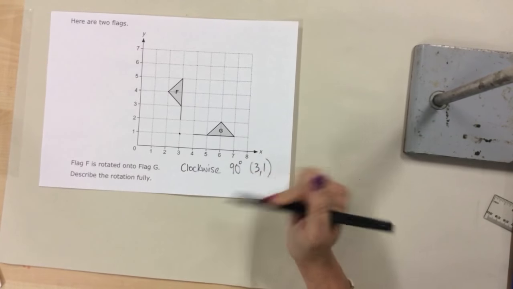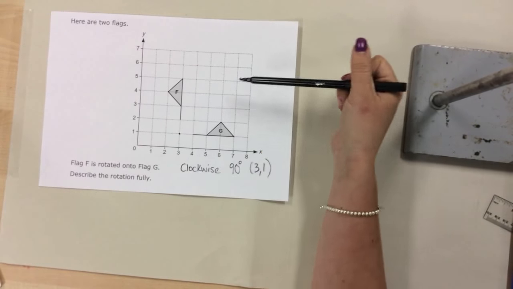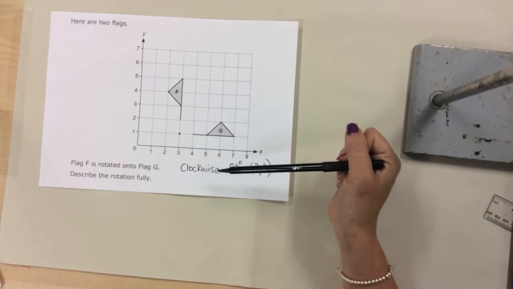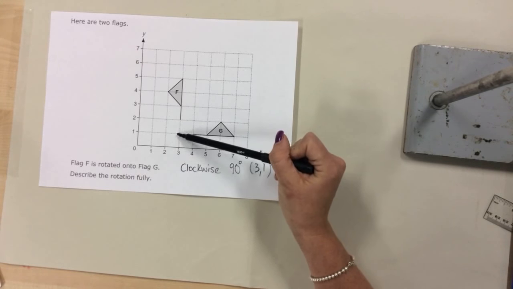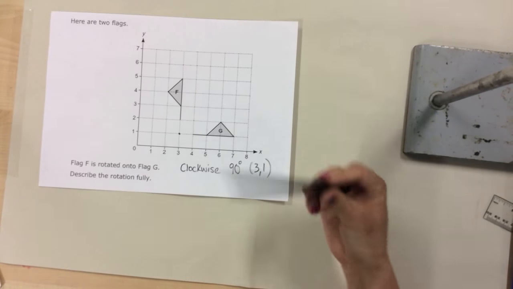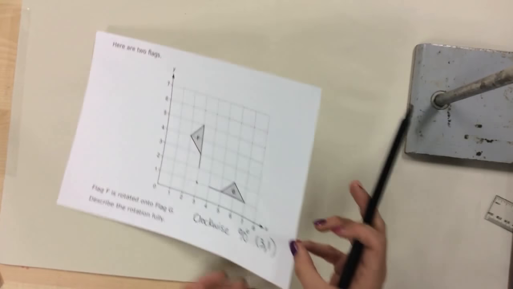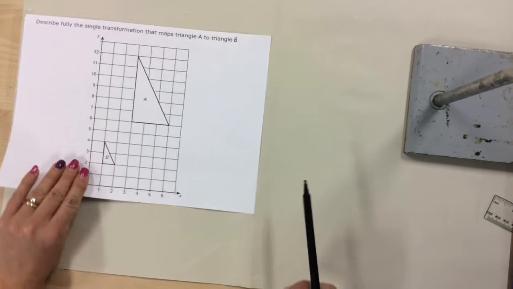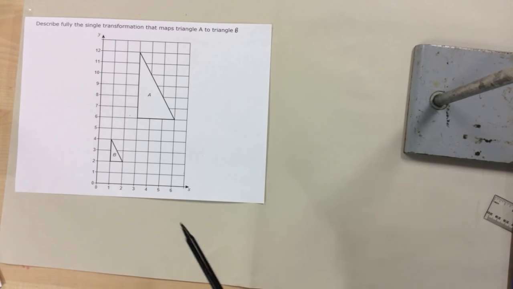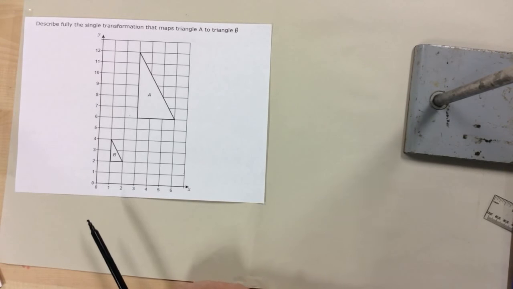If you do get stuck on a question like this in your exam, it might be nice to use a piece of tracing paper and trial and error and put your pen on it and then move it. And if it doesn't work, you can try it again to find your centre of rotation. This is another type of one that you could have as well, which is an enlargement.